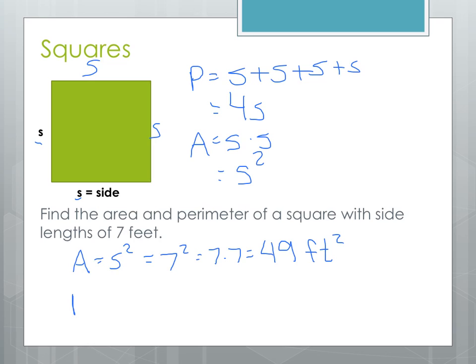For the perimeter, that's 4 times the side length, or in this case 4 times 7, which is going to be 28 feet. We don't square the feet for the perimeter because it's just a linear distance.